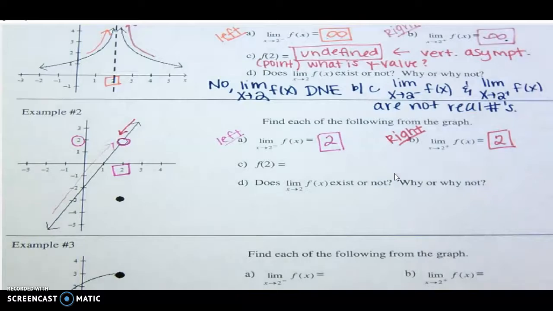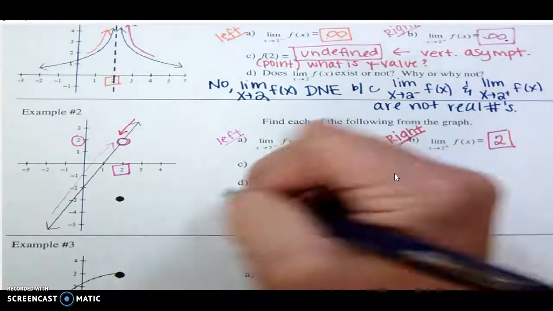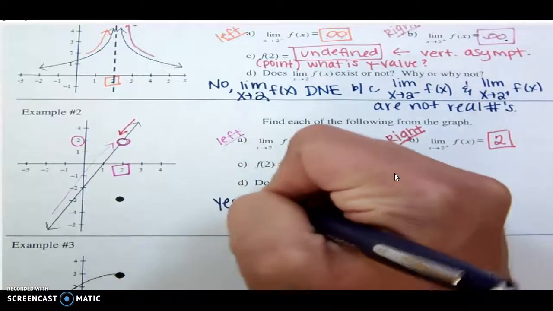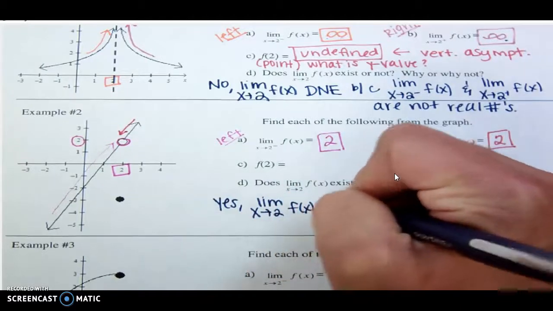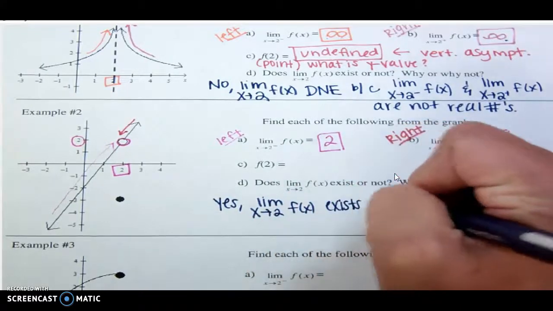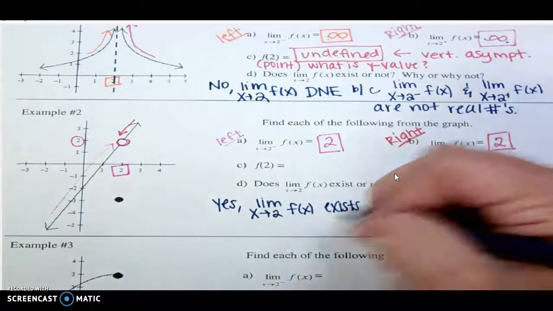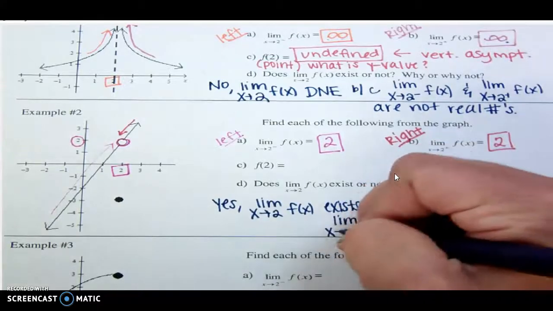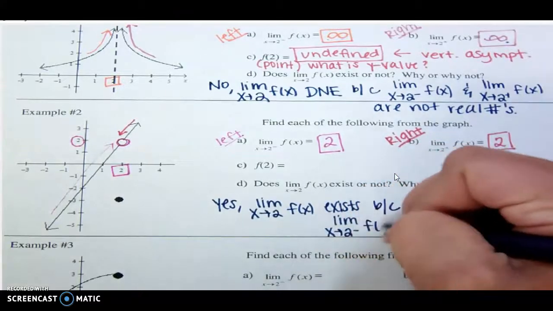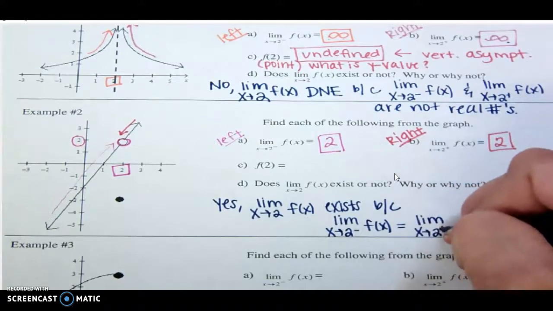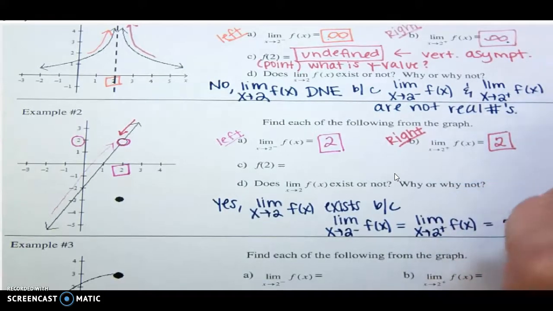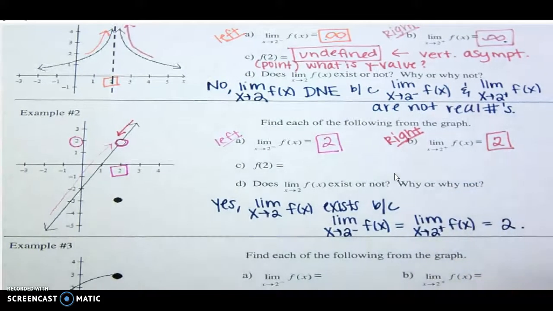Yes. So for part D, we can now say yes, the limit as x approaches 2 of f of x exists. And our reason, we can say because the limit as x approaches 2 from the left is equal to the limit as x approaches 2 from the right, and they're both equal to that real number, which gives us 2.